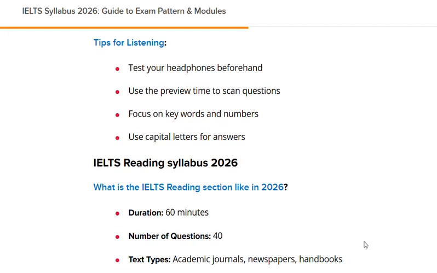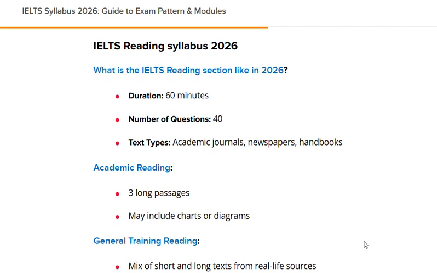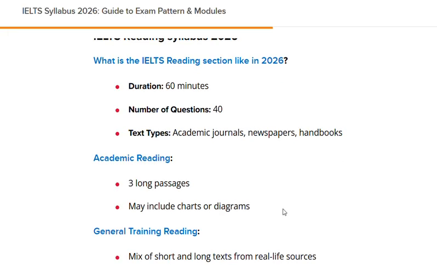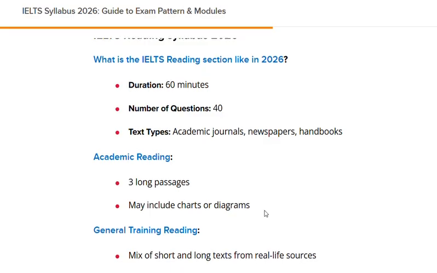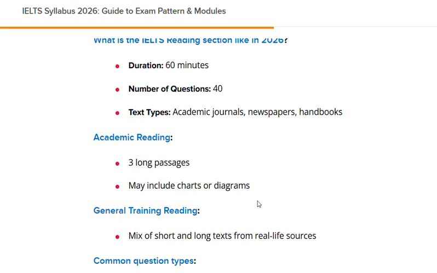Now going to the reading one. In reading 2026, again, the duration is 60 minutes, which is the same as 2025. You will get 40 questions. Text types will be academic journal, newspaper, and handbook. The change is that you may now get charts or diagrams in your reading section, which I don't think was there in 2025. So this is a change.